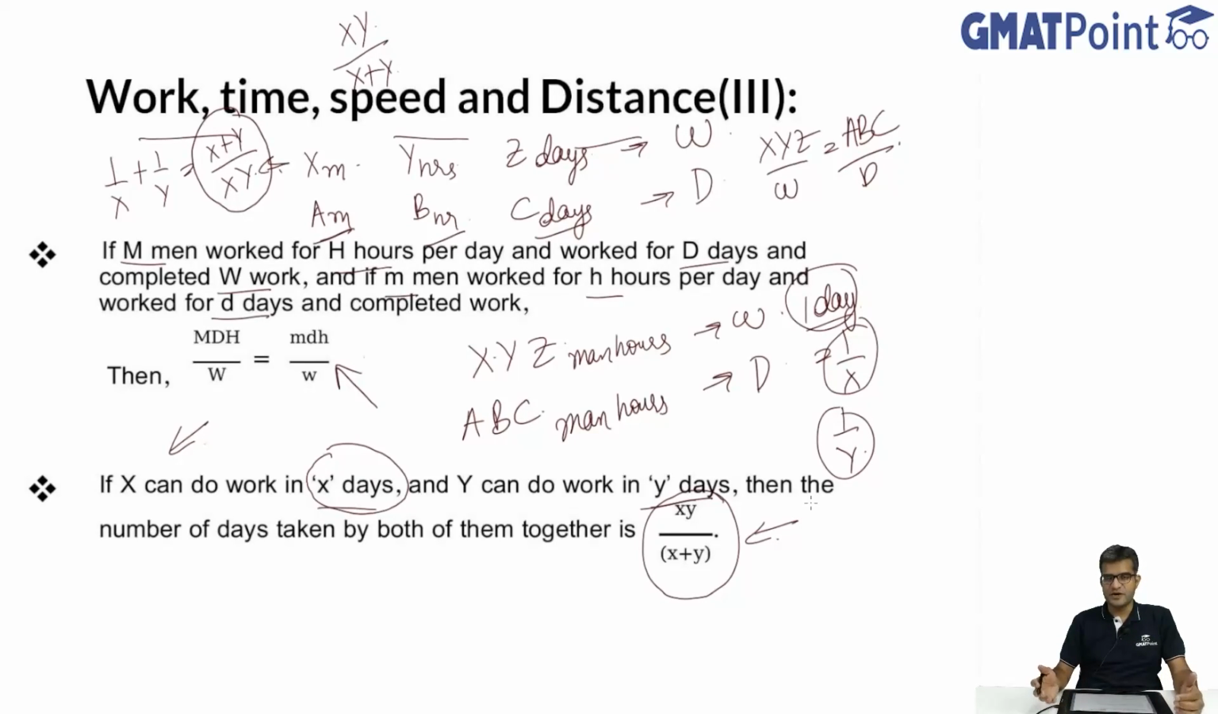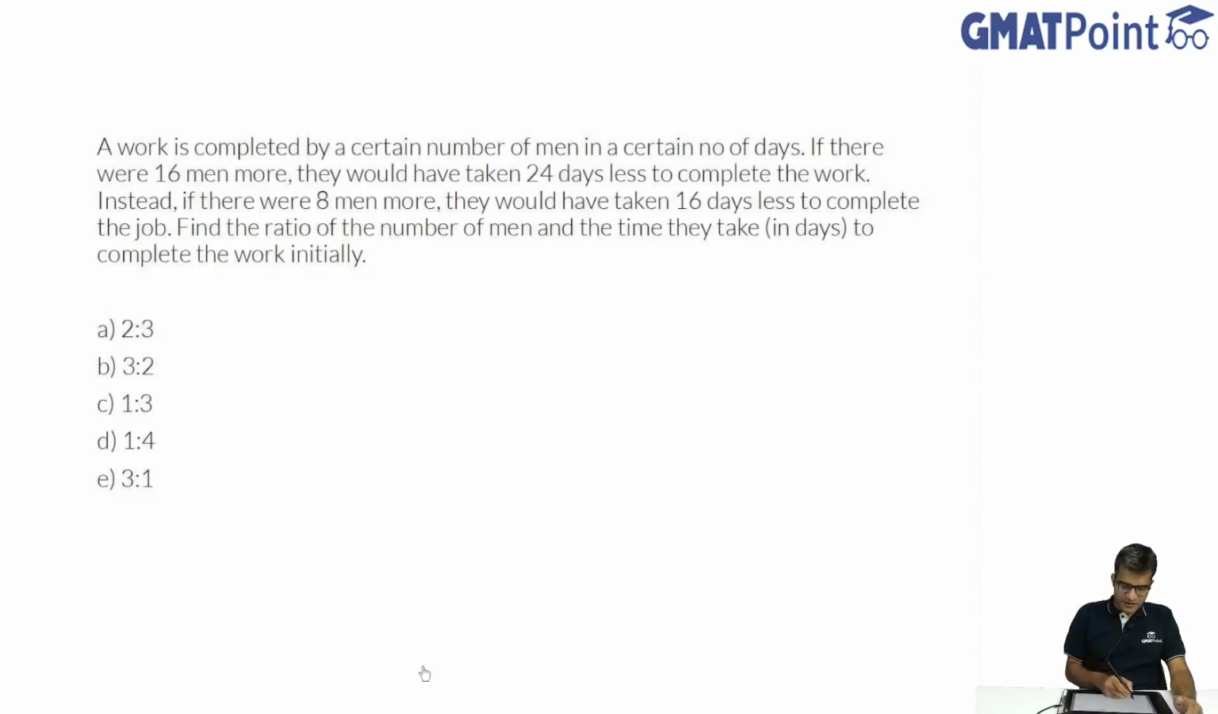Let us look at a question to understand this concept better. In this question, we are told that a work is completed by a certain number of people in a certain number of days. Let us assume that the number of men initially is N and the number of days in which the work was completed is D.